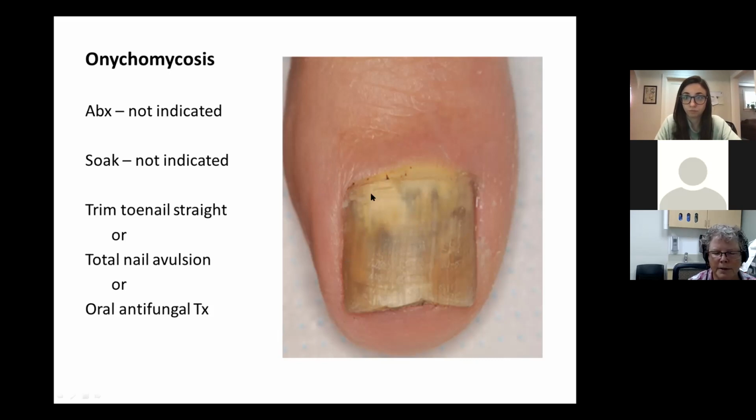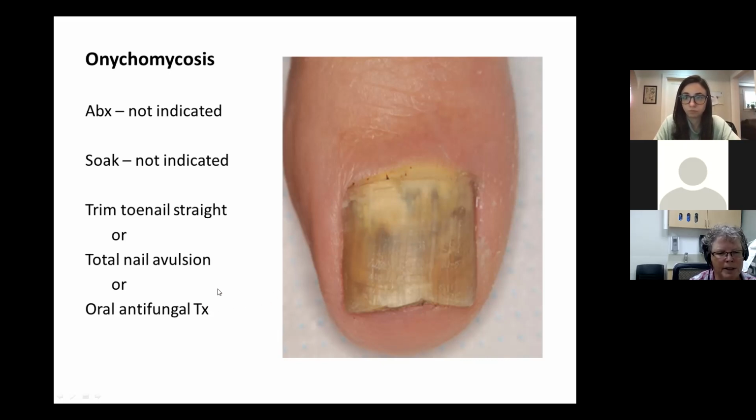If you get a positive KOH, they see some hyphal elements or some budding yeast on the KOH, but they just can't coax growth out of it in the culture medium, I would still consider that a positive result and consider treating this with an oral antifungal if it was appropriate.